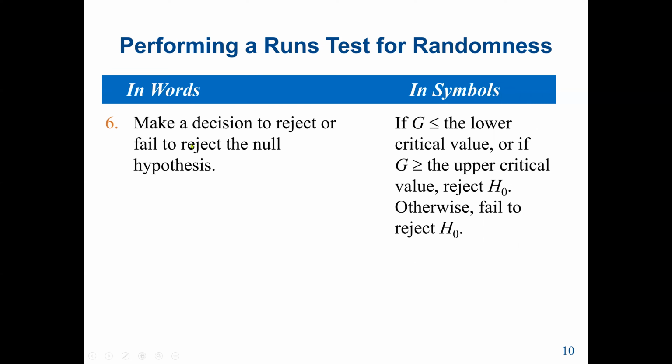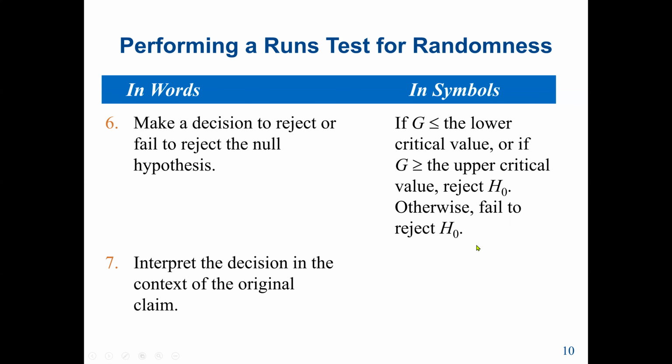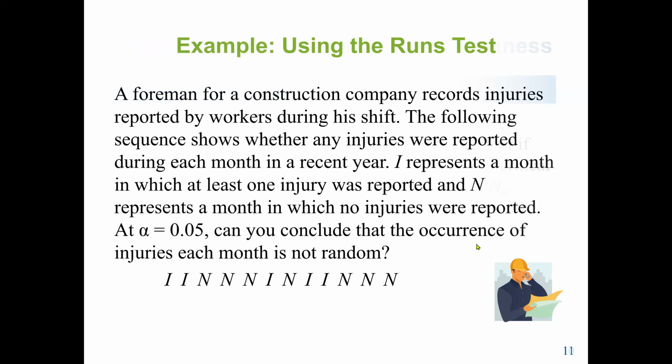So after that, we make our decision to reject or fail to reject the null hypothesis. We said that if G is less than the lower critical value, which means it is outside the boundary, or if G is greater than the upper critical value, then we need to reject H0. Now, if it falls within, then we fail to reject H0. We accept H0. Then we interpret our results.